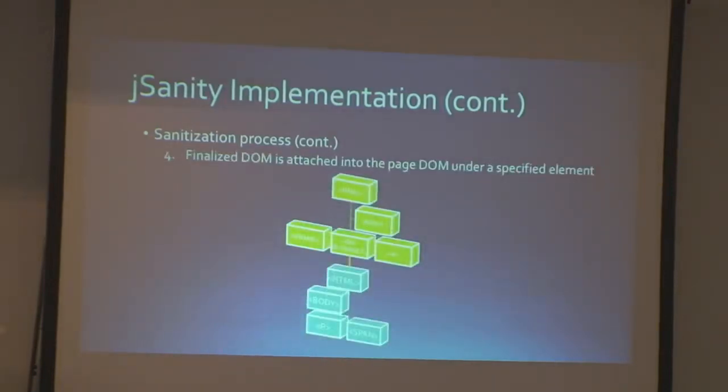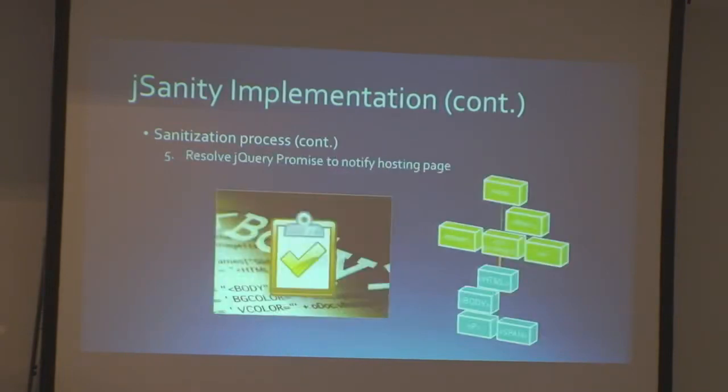Next step is the finalized tree is attached into the DOM of the page under a specified element. And then we resolve a jQuery promise, because this is built to be asynchronous. It's an API effectively that you call from within client-side code, and the API returns immediately, but later on, it tells you, hey, I just finished. Essentially, it gives you a callback, which is the jQuery promise object. It says, I'm done now, and everything is rendered on the page, and that's it.